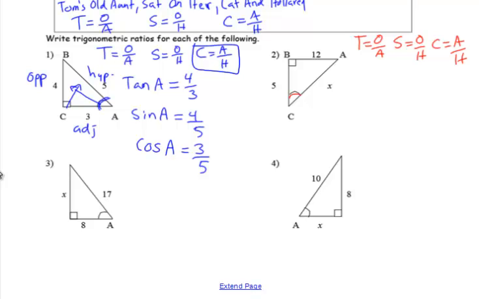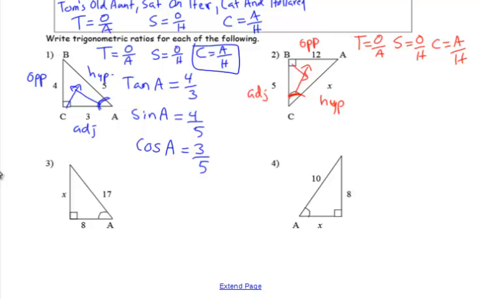Notice here that we're talking about angle C. Start with your hypotenuse. It's okay to abbreviate that, HYP. The other side that the angle touches, the side next to it, is the adjacent. So that's 5. And then across from C, that is going to be our opposite side.